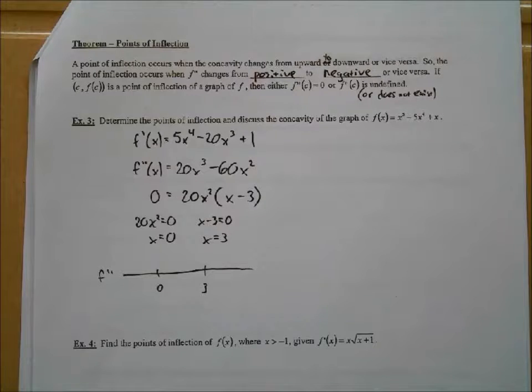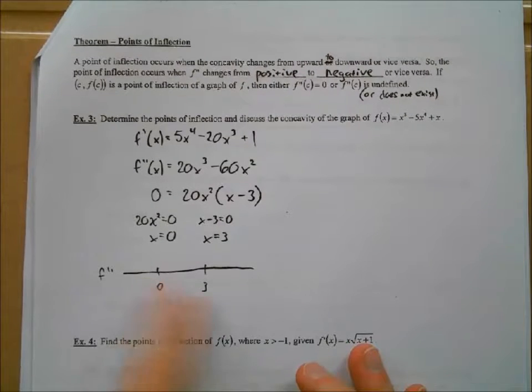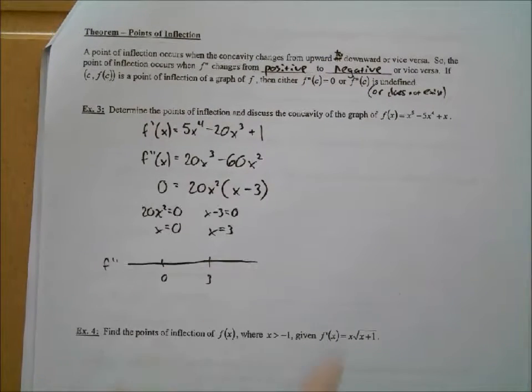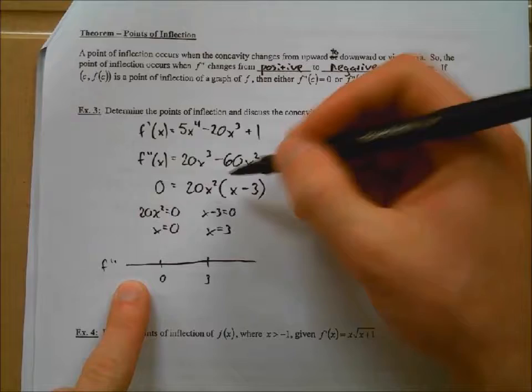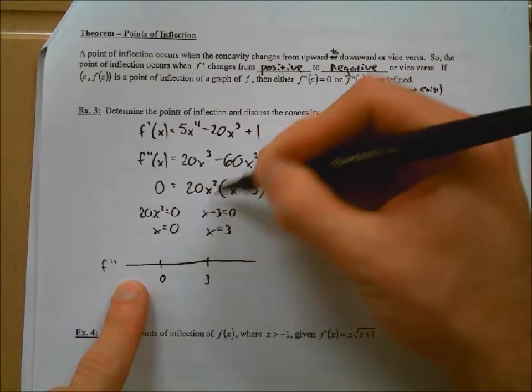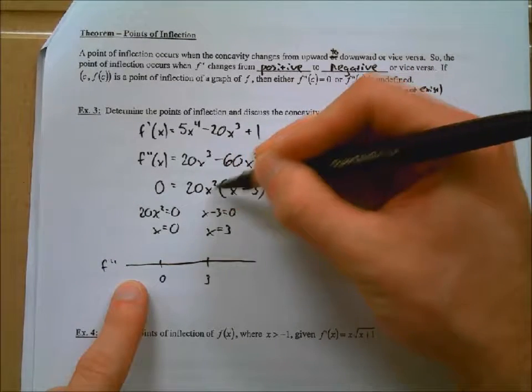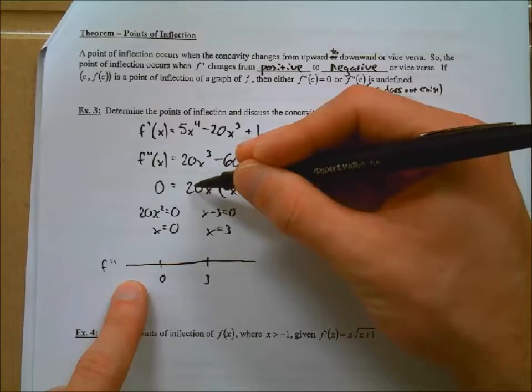So anyway, there's our 2 kind of like critical points, or possible points of inflection, and we'll check some numbers in the interval here. So we'll try -1. This first part here is always going to be positive, right? We're going to square our number and multiply by positive 20, so it's always going to be positive. So really, it's just the x minus 3.